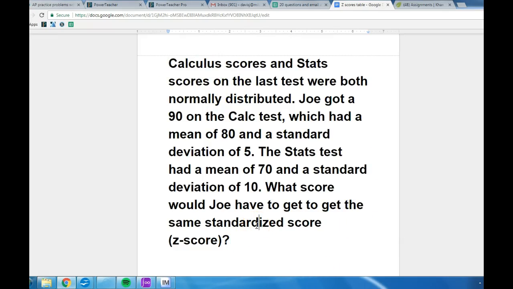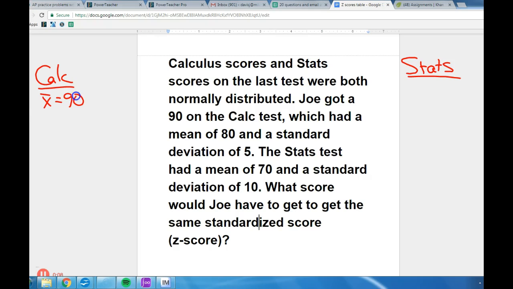Alright. A lot of you can probably just look at this and do it in your head. But keep in mind, if you're doing that in your head, you've got to know how to do it when the numbers aren't easy too. So, if I change it to 91.2 and 80.75 and a standard deviation of 4.63, you can't.